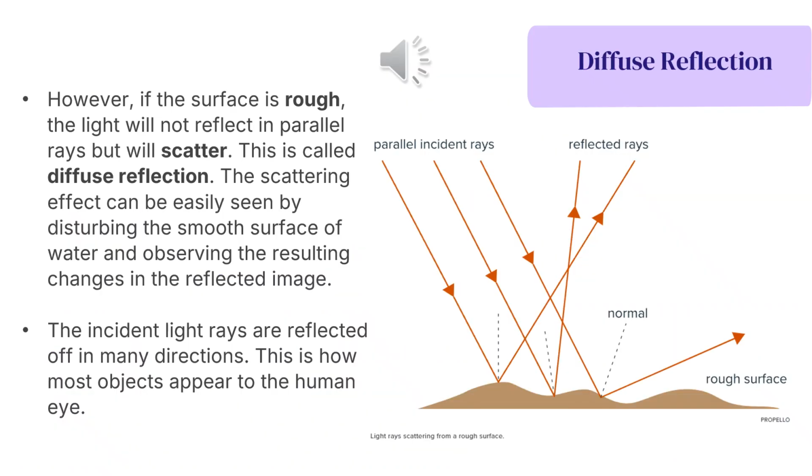However, if the surface is rough, the light will not reflect in parallel rays, but will scatter. This is called diffuse reflection. The scattering effect can be easily seen by disturbing the smooth surface of water and observing the resulting changes in the reflected image. The incident light rays are reflected off in many directions. This is how most objects appear to the human eye.